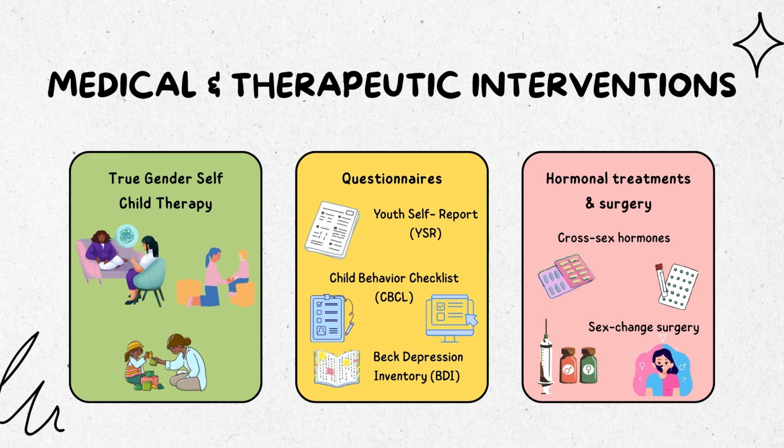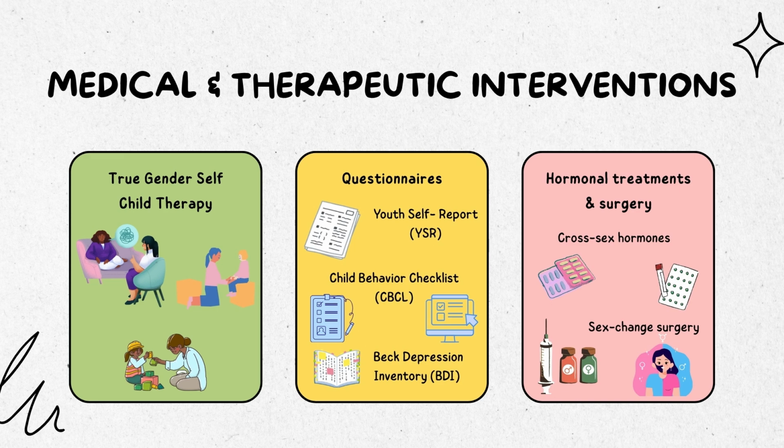Then we also have questionnaires. We saw in our research that a lot of authors were using the Youth Self-Report, the Child Behavior Checklist for the parents specifically, and the Beck Depression Inventory, among others. The Child Behavior Checklist was basically given to the parents to see if they could identify certain behaviors in their kids.